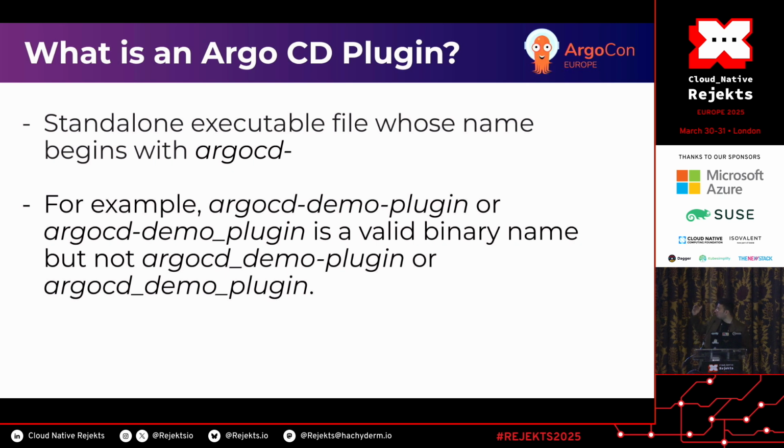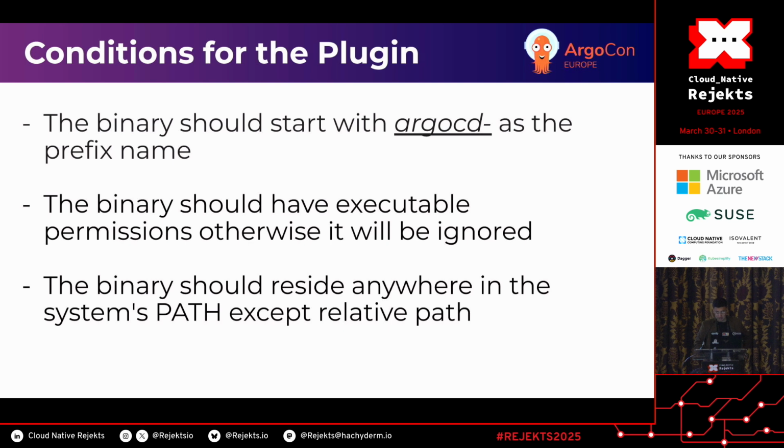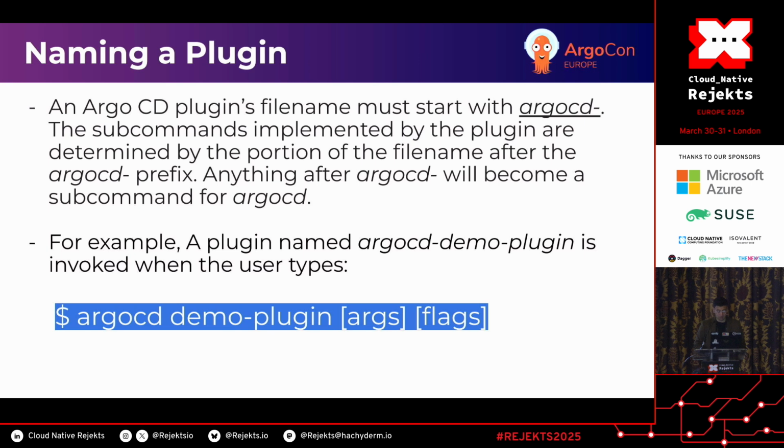So if you have a binary called argocd-demo-plugin, and you put it in the absolute path, this demo plugin is going to become a subcommand of your Argo CD. That's basically the simple use case that I can tell you for now. The second thing is the binary should always have the executable permission, otherwise it is going to get ignored. And the third condition is that it should reside in your system's path, but in the absolute path, not a relative path. We'll be discussing all of this in the demo. I think that will make things clearer for us.